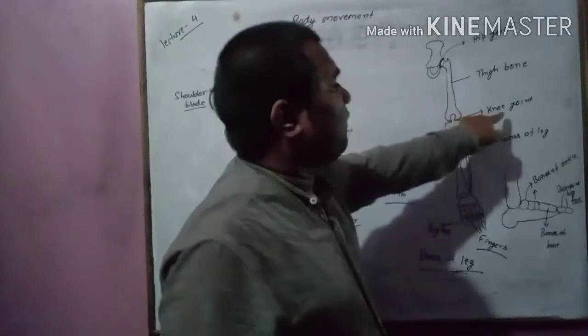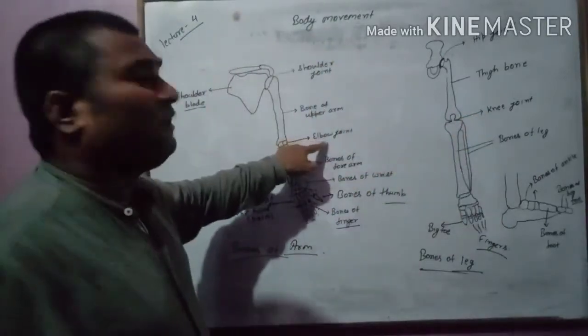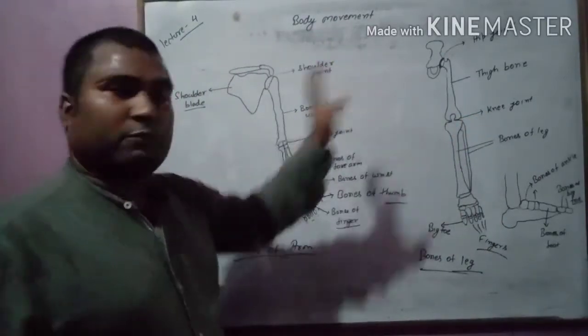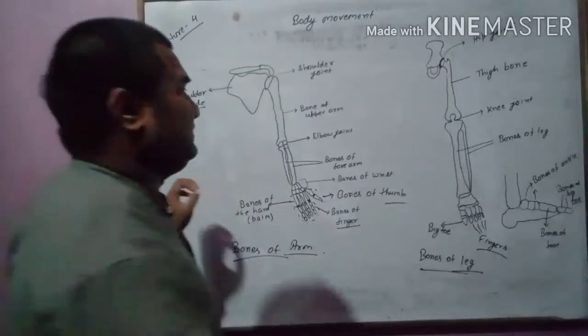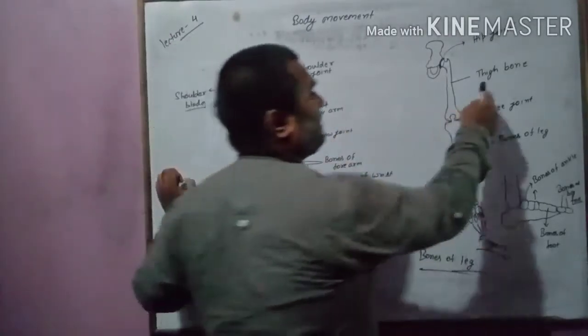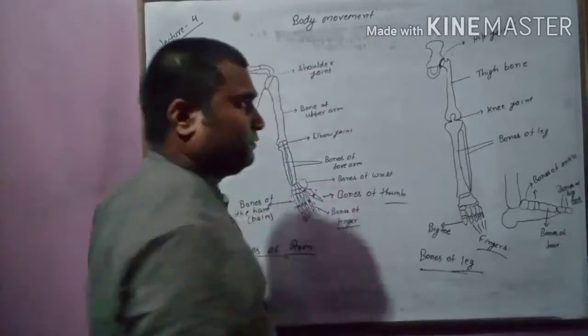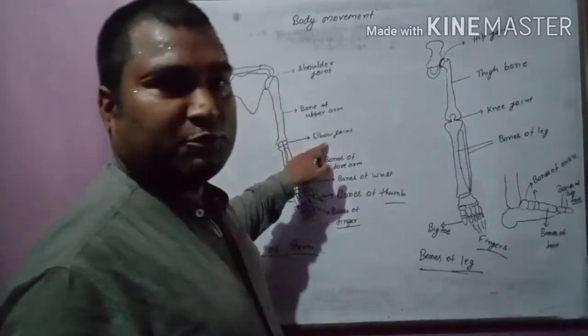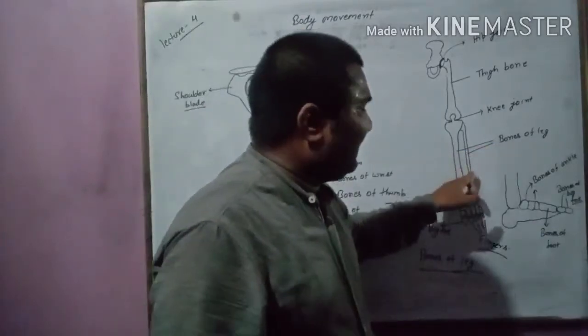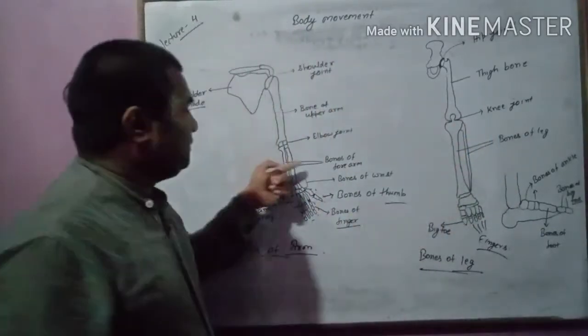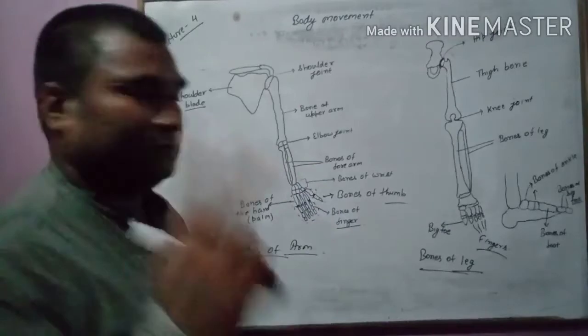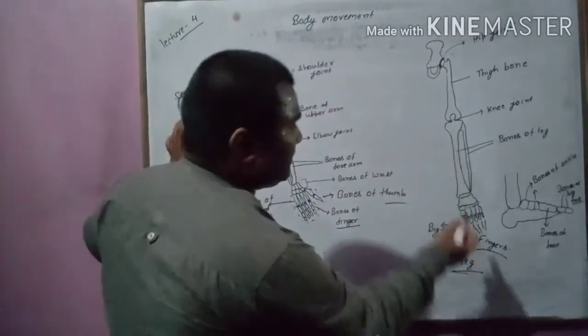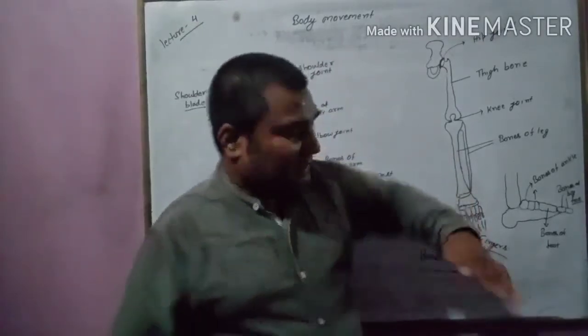This joint is called the knee joint. Here it is called the elbow joint. Bones are the same, but the name is changing. The bone of our upper arm, here I am calling the thigh bone, or it is called the femur. The knee joint corresponds to the elbow joint. Bones of the leg, two bones. I have told you bones of the forearm, two bones. Same thing here.